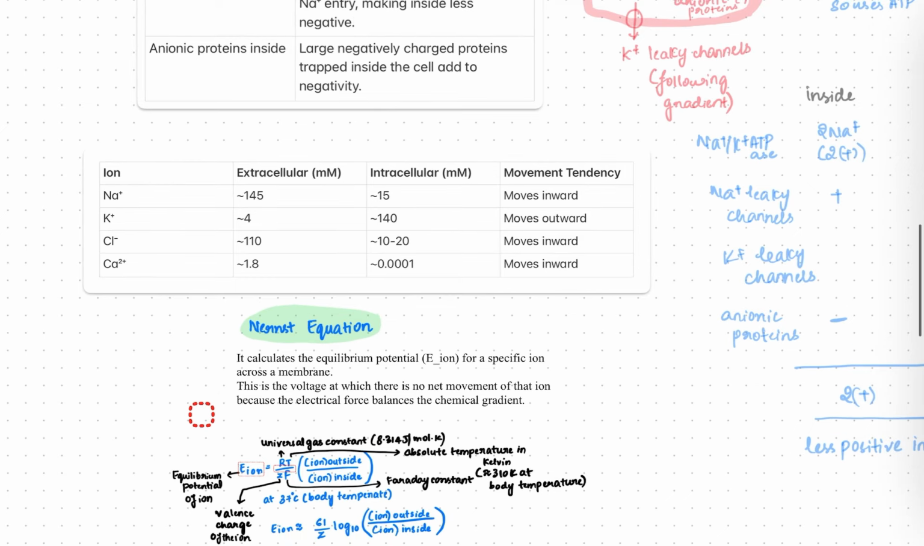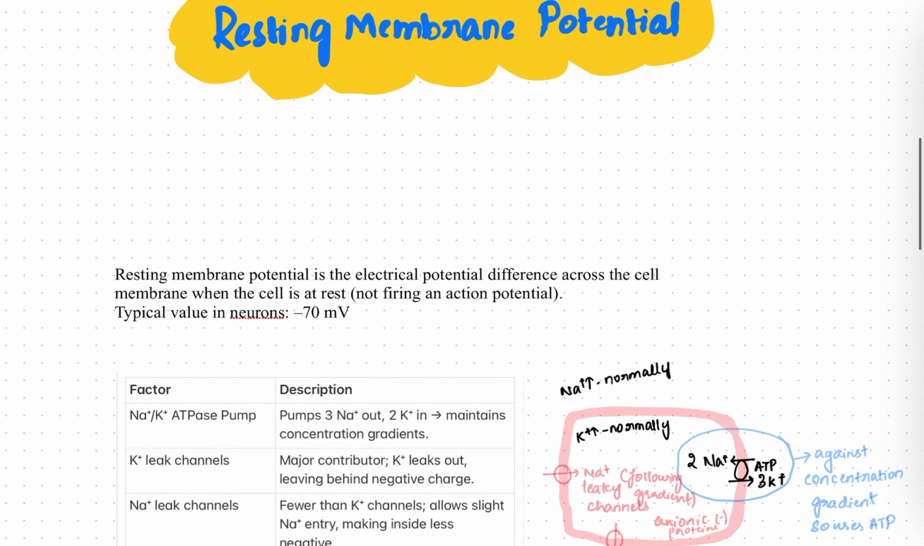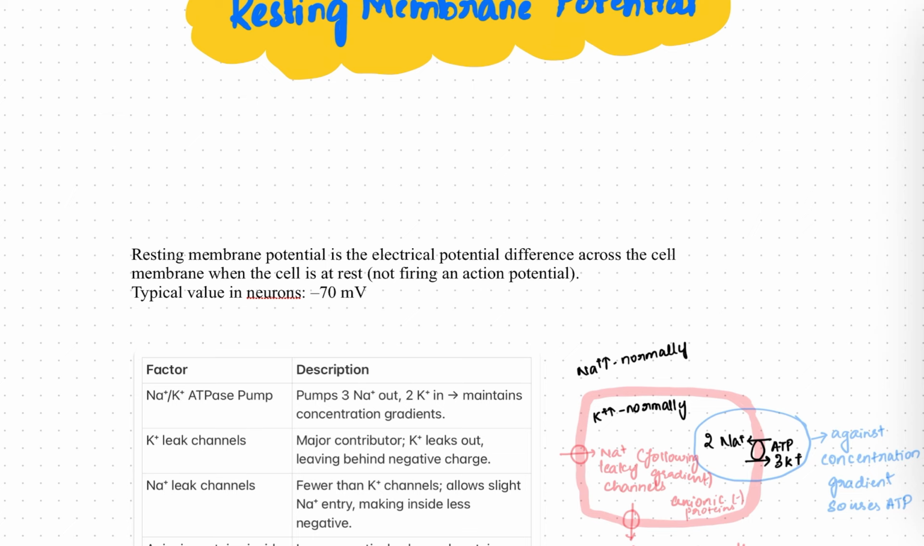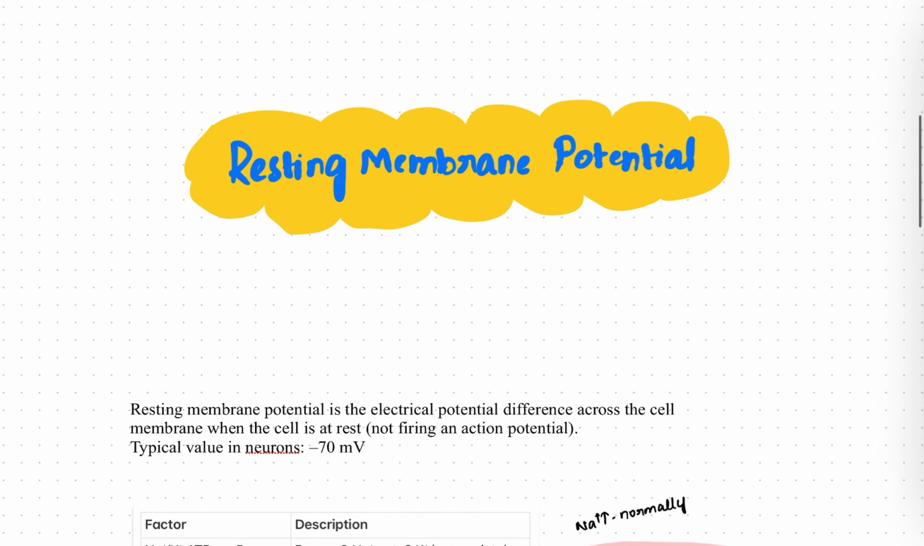So this is resting membrane potential. The main things which add up to the negatively charged resting membrane potential are the sodium potassium ATPase pump, potassium leaky channels, sodium leaky channels, and anionic proteins which are trapped inside the cell.